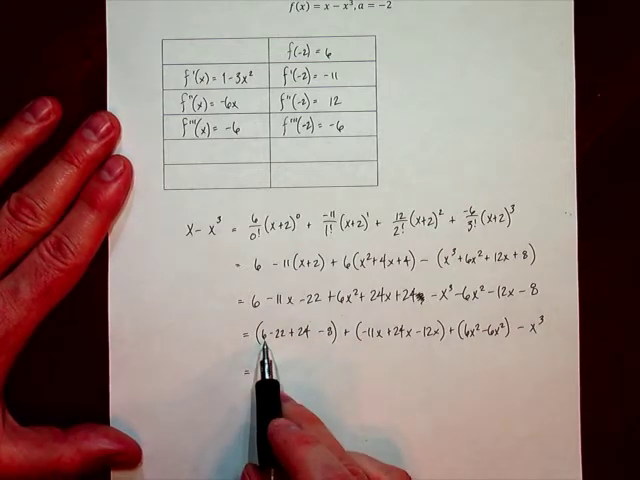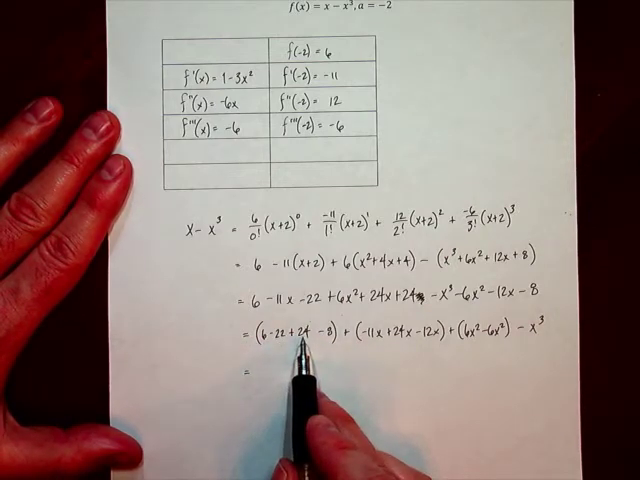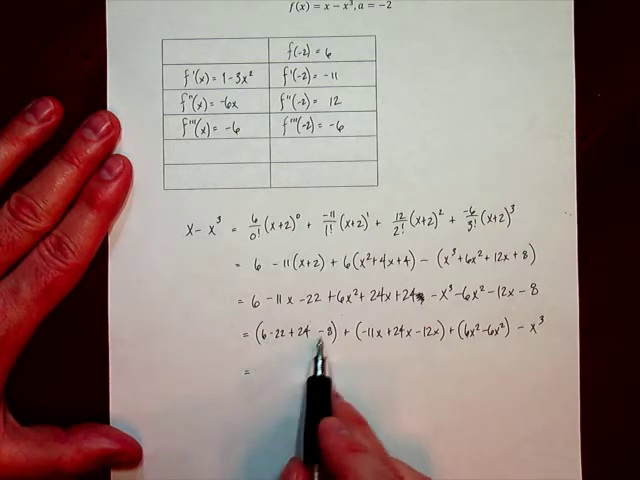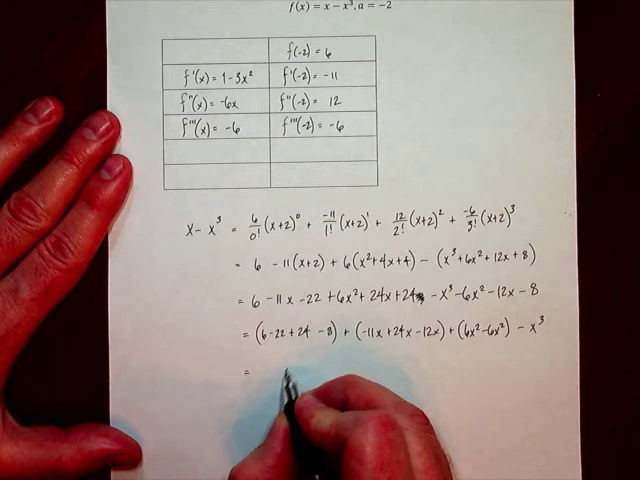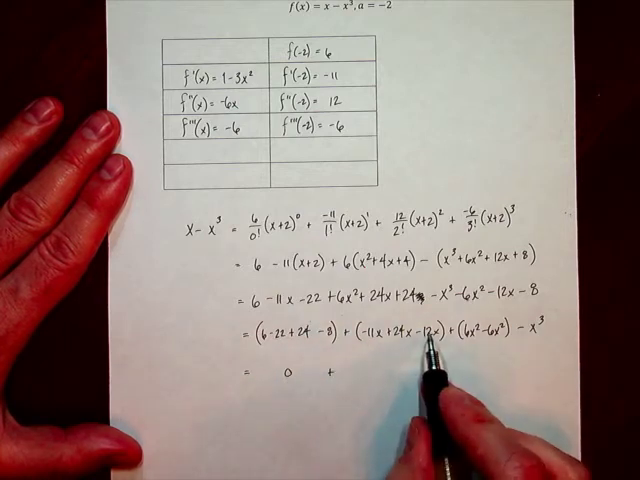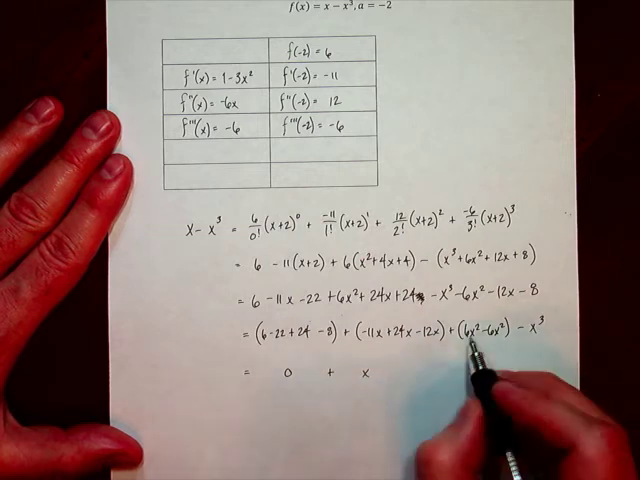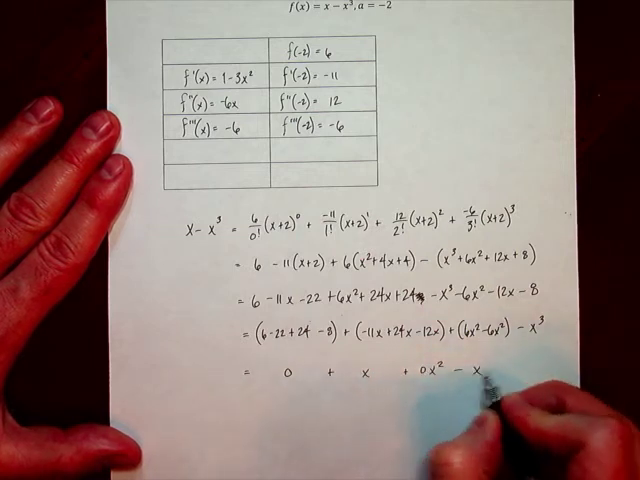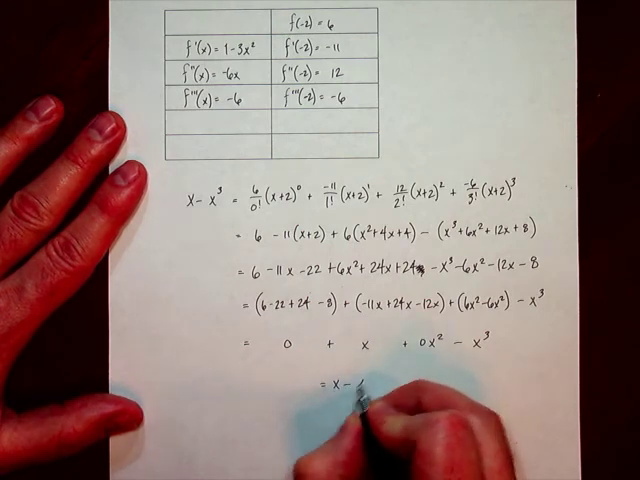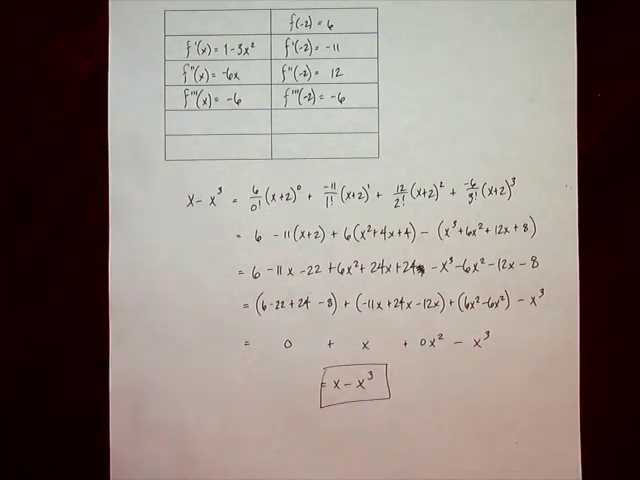By the way, basically negative 22 and positive 24 is a difference of positive 2. 6 and negative 8 is a difference of negative 2. So that winds up being 0. This is negative 23x plus 24x, so that's x. This is going to be 0x squared minus x cubed, and oh my gosh, will you look at that. Basically, in doing this, all you've done is you've taken that polynomial and centered it at negative 2. Now, why you would need to do that, who knows, but the fact that you can, and it simplifies back down to the original, I think is pretty cool.